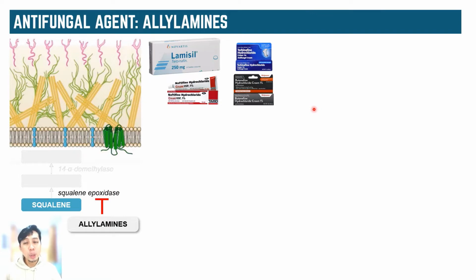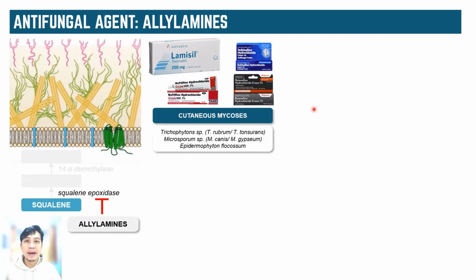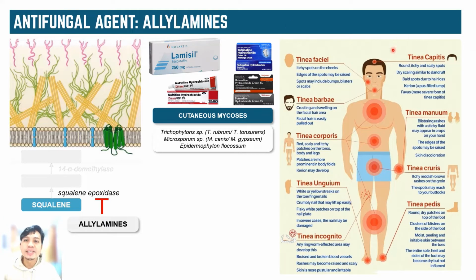What you need to know is that this class is effective against most cutaneous mycoses caused by Trichophyton rubrum, Trichophyton mentagrophytes, Microsporum canis, Microsporum gypseum, as well as Epidermophyton floccosum. These microbes are the most common cause of dermatophytosis disorders such as tinea capitis, which affects the hair or scalp, tinea pedis, which affects the foot, and the most common one, tinea unguium, also known as onychomycosis, which affects the nails of patients.